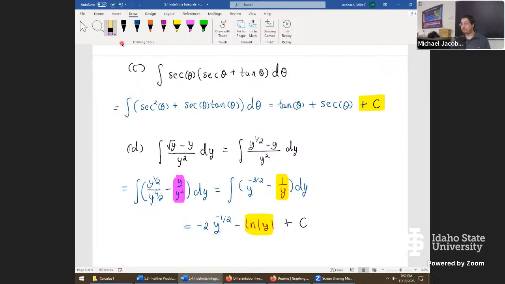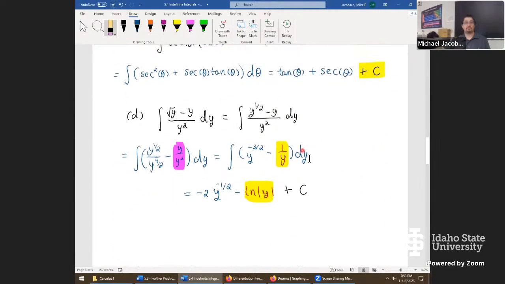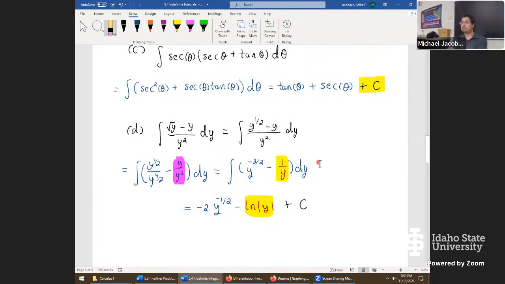So that's a lot of antiderivatives. We've made it to, is that right? A, B, C, D. That was 4 of them altogether. Any questions at all, folks, on getting through these? Okay, let's try out this next problem.